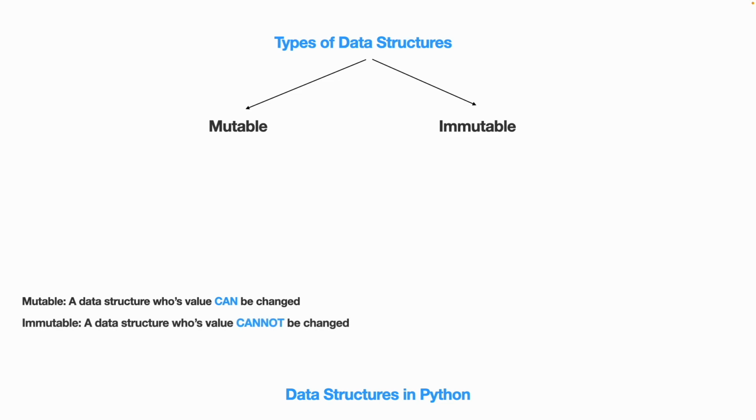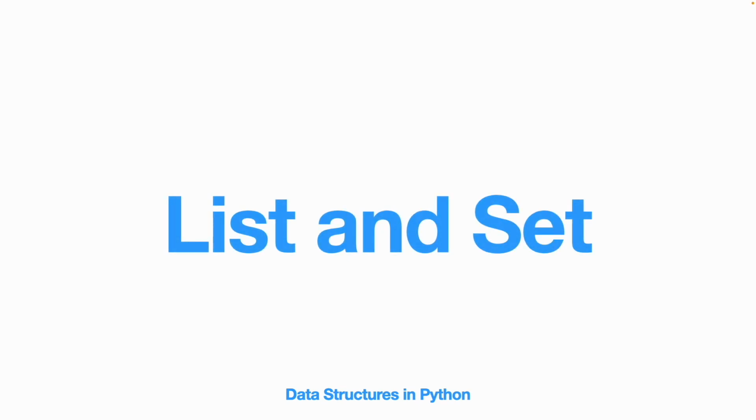Contrastingly, an immutable data structure is a data structure whose value cannot be changed. This means that once it's created, its structure is set and solid. It is the final structure, and you cannot change any value that is stored in an immutable data structure. Some mutable data structures that we'll be going through are lists, sets, and dictionaries. And the immutable data structure that we'll be going through is a tuple. So let's move on and understand what the list and set data structures are.